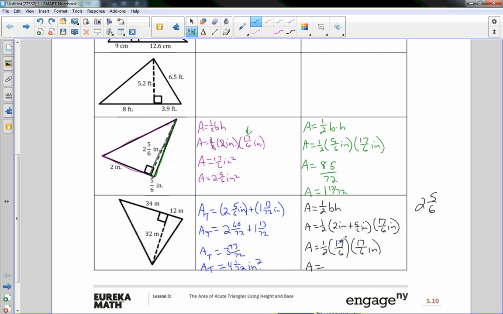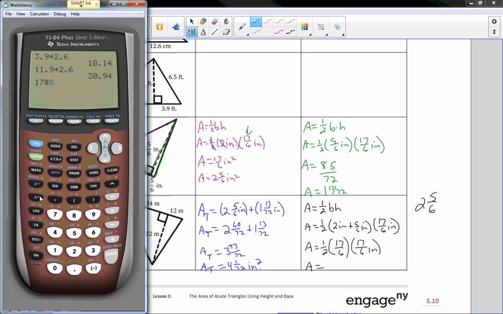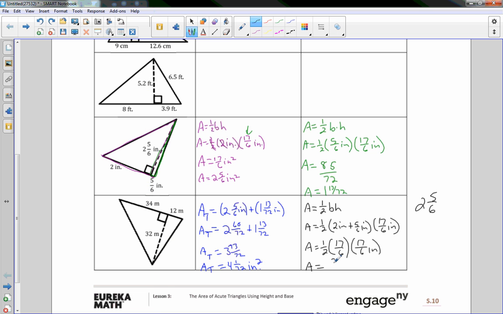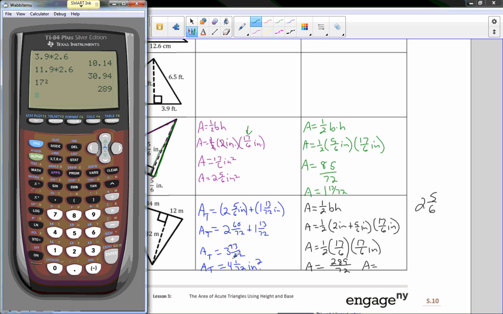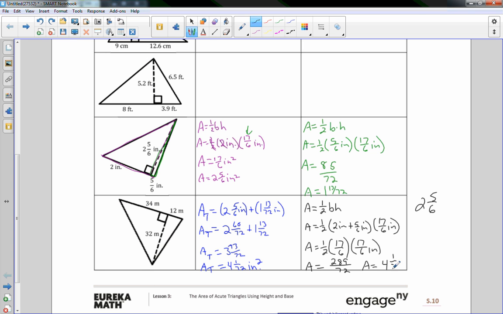So what I'm going to do is just multiply across the top. 17 times 17. That's a perfect square. 17 squared. 289. Over 6 times 6 is 36 times 2 is 72. So therefore my area is, now if I take that 289 divided by 72, I should get 4 with a remainder of 1. So if I do 289 divided by 72, I get this number. And if I subtract 4, I get that number. And if I just get the fraction of that, it's 1/72. So it's 4 and 1/72 of an inch squared, and they are equal. Okay?